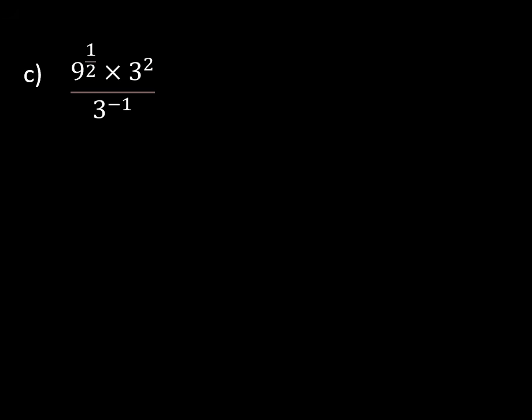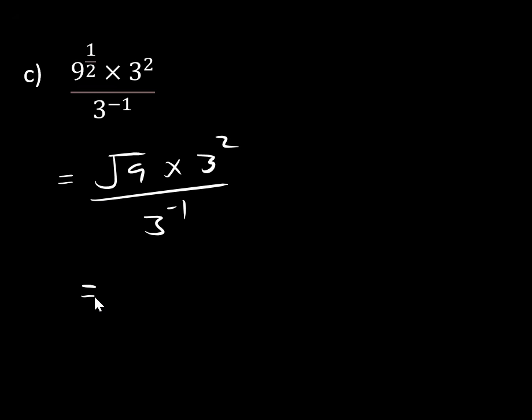Here we have another question. 9 raised to a half times 3 power 2, divided by 3 raised to negative 1. We're going to start with the numerator. So 9 raised to a half, remember, fractional indices. Then you see the bottom is 2. This means it is the square root. And therefore, it will be the square root of 9 times 3 raised to power 2 over 3 raised to negative 1. Root of 9 is 3. So this will be 3 times 3 raised to power 2 over 3 raised to negative 1.